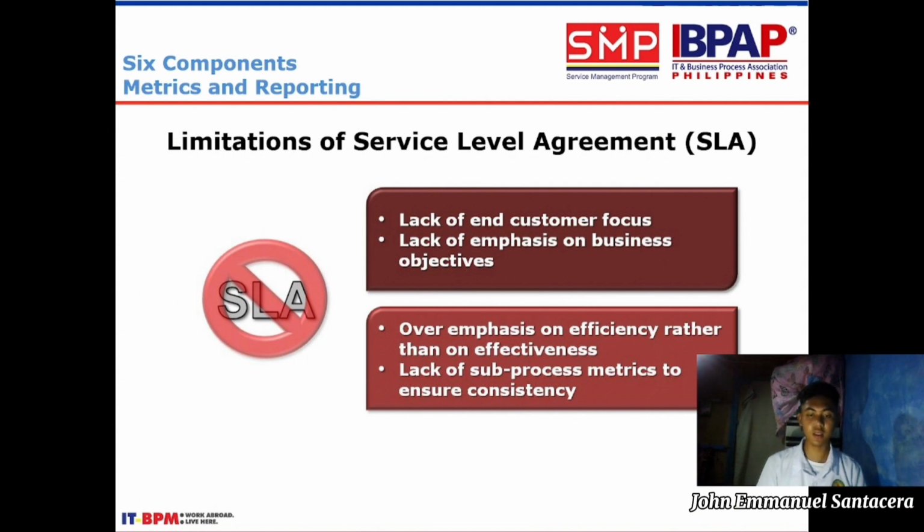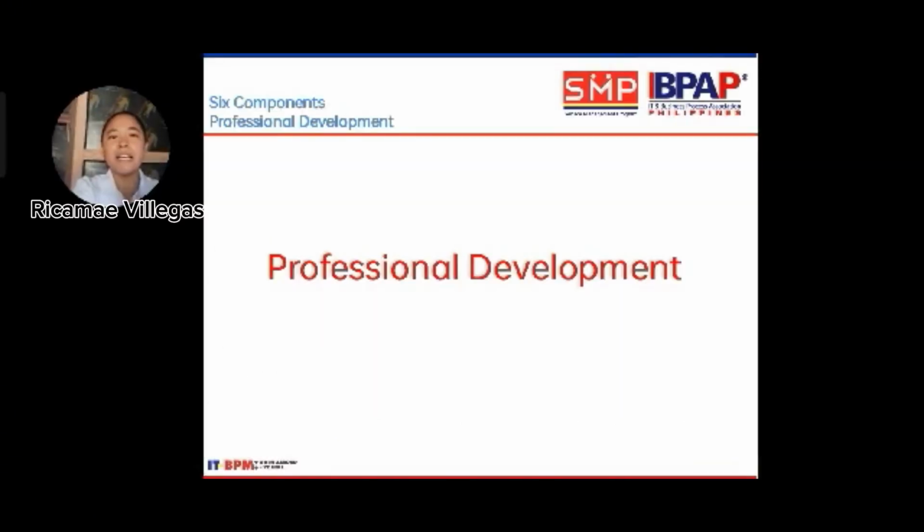It can cause a reduction in the quality of the service, dissatisfied customers, and damage to the organization's reputation. And lack of sub-process metrics to ensure consistency. If you are lacking in sub-processes, this can lead to inconsistencies in the final output that affect customer satisfaction. I'm here to discuss all about the 6 components.